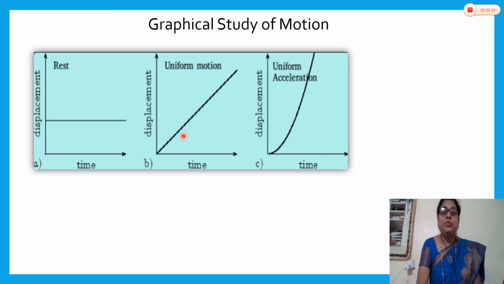In that case, that is the uniform motion, the velocity is uniform, the object is moving with constant velocity. Then we will get a graph of displacement versus time like this. Uniform distance is covered, a particular distance after a particular time. And when the motion is non-uniform, we get such a graph for the displacement time graph of the motion.